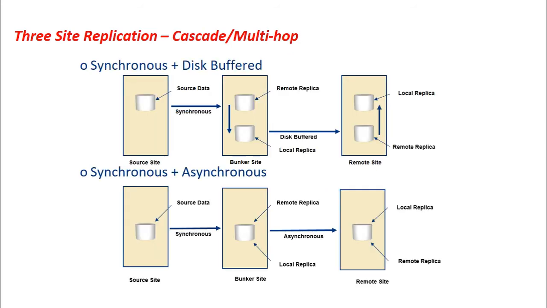In synchronous and asynchronous mode of three-site replication, if there is a disaster at the bunker site or if there is a network failure between the source and the bunker sites, the source site continues to operate as normal but without any remote replication. The situation is similar to the remote site failure in a two-site replication solution.